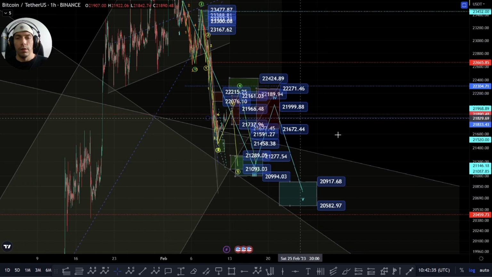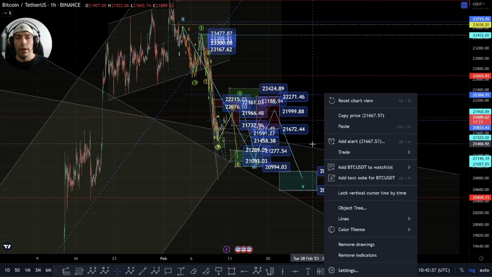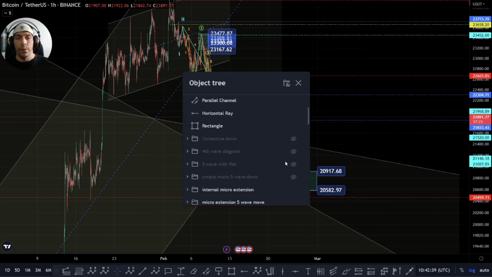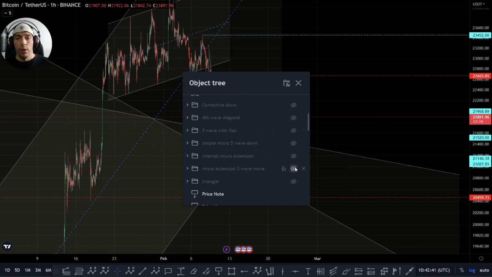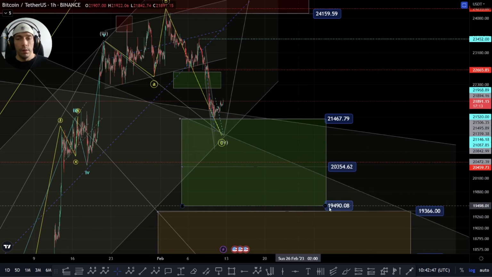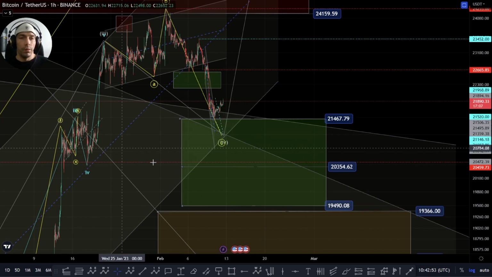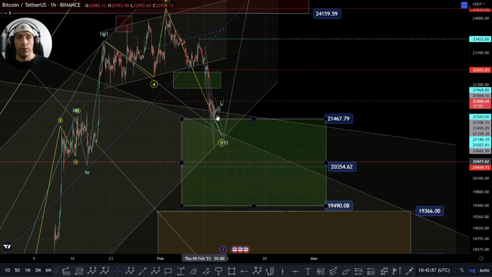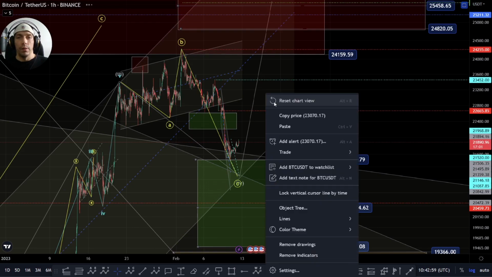If we start to break down much deeper, it would be less likely that we are within the count that we were talking about. And effectively this fourth wave, the deepest it can go without invalidating is coming down to this 19,490. But ideally, I'd want to see it stop somewhere in this previous fourth wave range here. So we're going to have to just keep an eye on that.